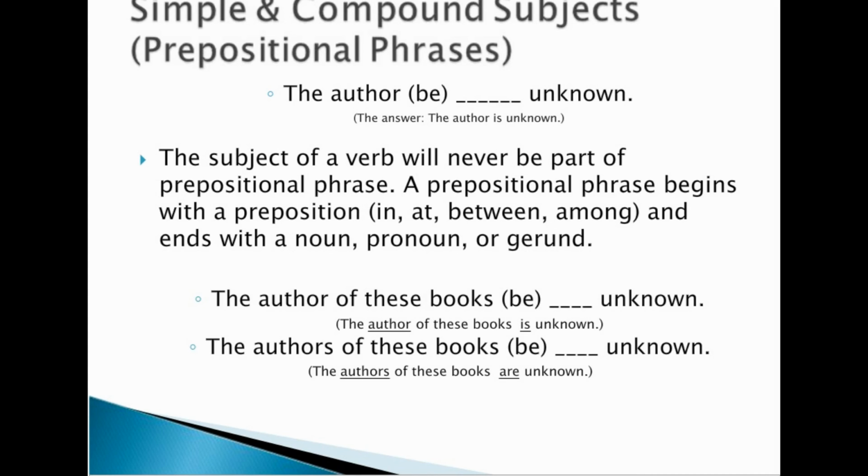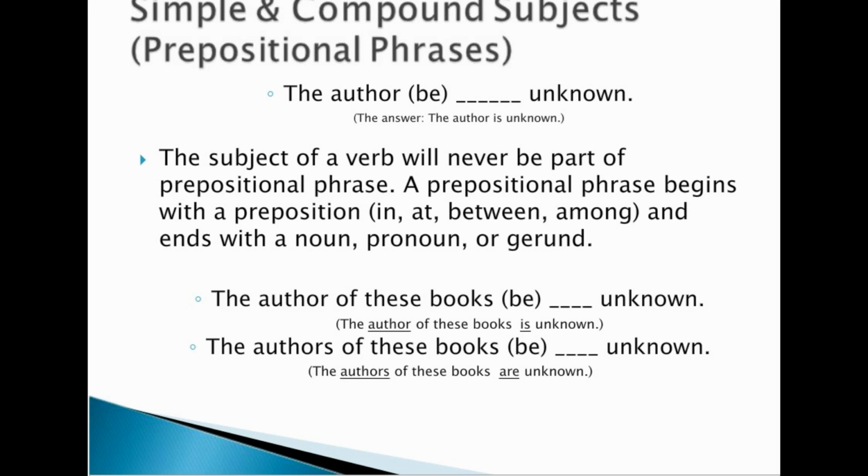Now, does that mean that we should put are unknown? Not necessarily. Remember, of these books is a prepositional phrase. Therefore, it is not our subject. The subject is author. Author is a singular subject, therefore the verb is.